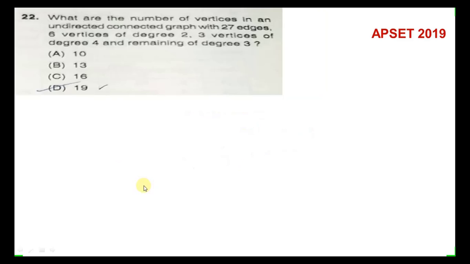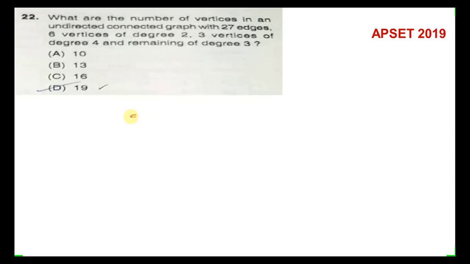And see the next question, question number 22. What is the number of vertices in an undirected connected graph with 27 edges, 6 vertices of degree 2, 3 vertices of degree 4, and the remaining of degree 3? We have to find out the number of vertices in this graph which contains 27 edges. In addition, the question gives information about the vertices: 6 vertices with degree 2, 3 vertices of degree 4, and the remaining of degree 3.